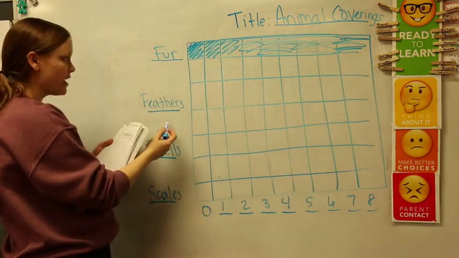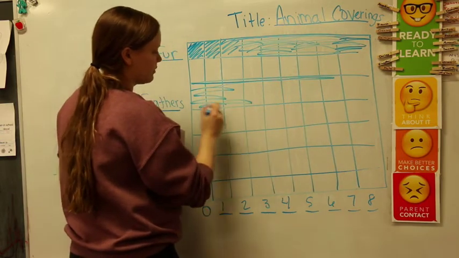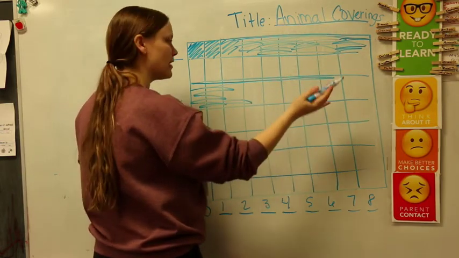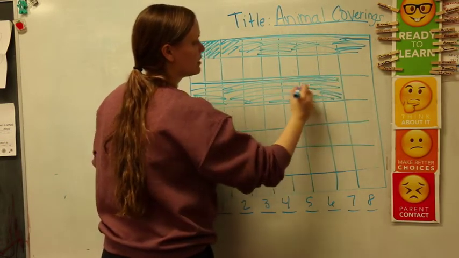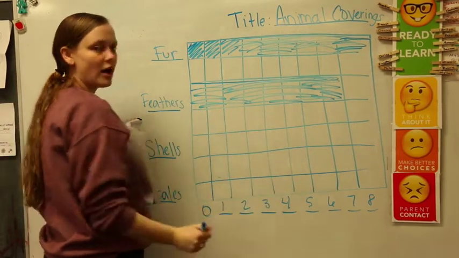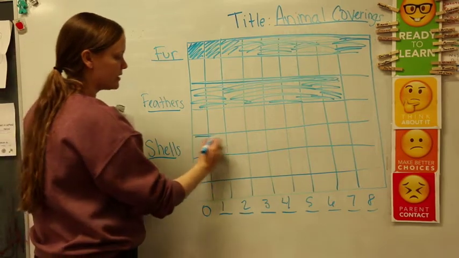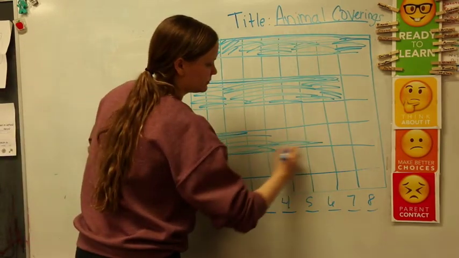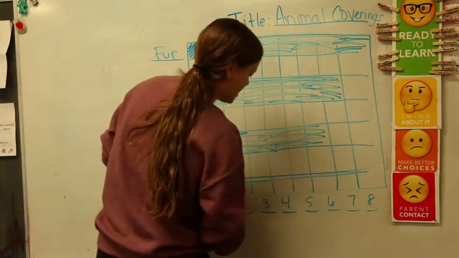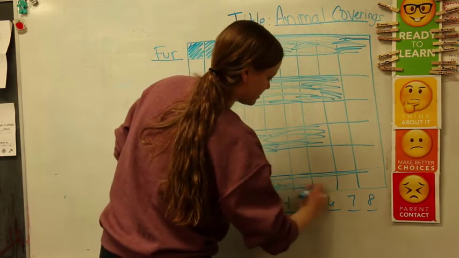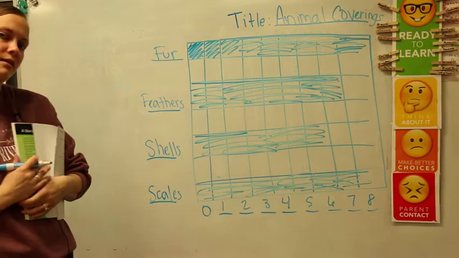How many will have feathers? 9. So we're going to shade in 9 of these boxes. You just count them. 1, 2, 3, 4, 5, 6, 7, 8, 9, and shade them in. Nice and neat, and shade them all the way. And again, these numbers are a little off. I didn't make it as big as yours, but yours will look a little different. Shells, you'll shade in 8. Just pretend. And scales, you'll shade in 11. So your bars will all be different sizes depending on whatever table information you're given. So that's what a bar graph looks like.